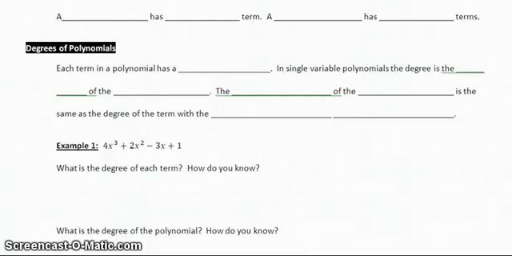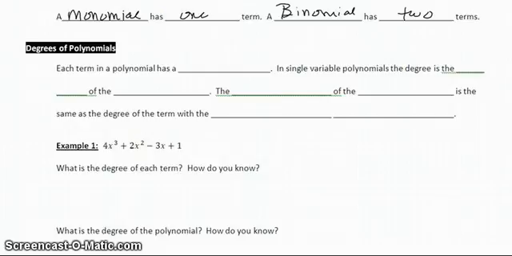Now, here are a couple new terms possibly. Maybe you'll remember them from Algebra 1, but a monomial has one term, and a binomial has two terms, just like a bicycle has two wheels. Okay. Now, let's talk about polynomials a little bit.